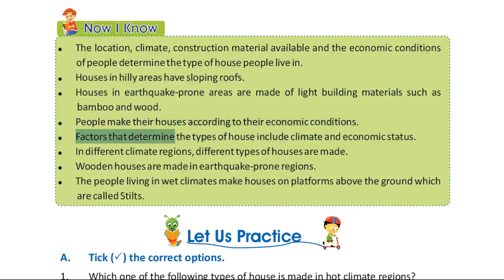Factors that determine the types of house include climate and economic status. In different climate regions, different types of houses are made. Wooden houses are made in earthquake-prone regions. The people living in wet climates make houses on platforms above the ground, which are called stilts.